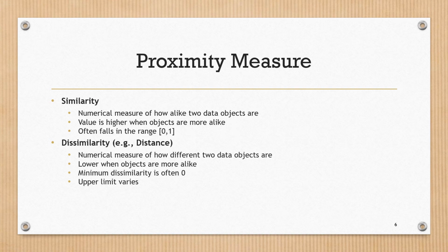A dissimilarity measure, such as distance, works the opposite way. It returns a value of 0 if the objects are the same, and therefore far from being dissimilar. The higher the dissimilarity value, the more dissimilar the two objects are. The upper limit for dissimilarity may vary due to the fact that the distance between two objects may be infinite.